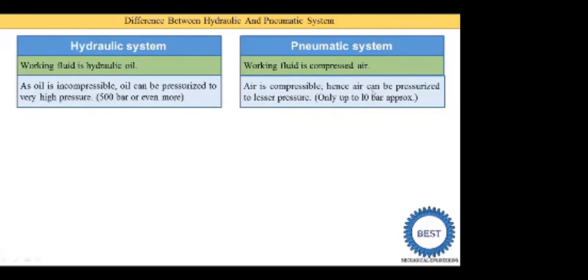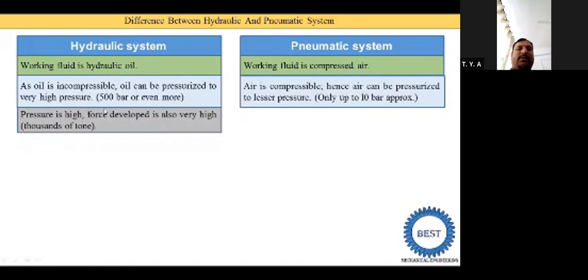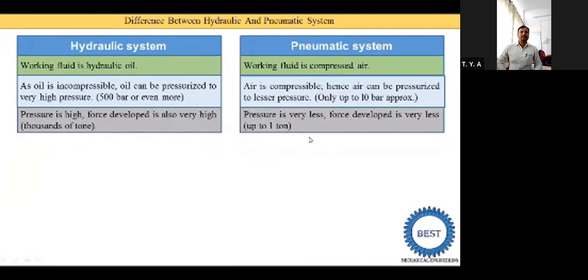In an oil system, a hydraulic system, we are able to increase pressure up to 5 bar, and here only 10 bar. So if the pressure is higher, we are able to produce a higher force. From this point we can also write that when we require higher force development, we need to use a hydraulic system, and if we require a lower force, then we need to use the pneumatic system. Third point, pressure is very high, so force developed is also very high, in thousands of tons, which I already explained. In pneumatic, pressure is very low, so force developed is very low, up to 1 ton.